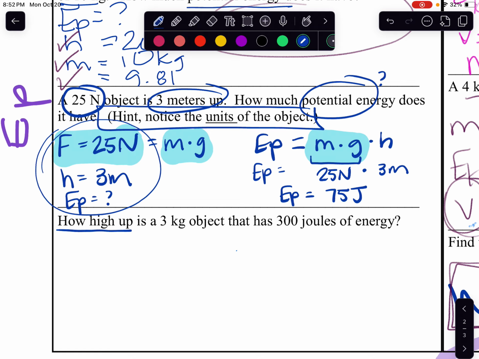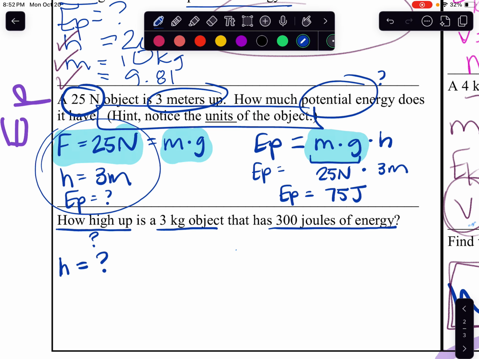The last one, I'm just going to get you started, but I'm not fully going to do it. How high up is a 3 kilogram object that has 300 joules of energy? Okay, first we got to think this. How high up? That's height. So they don't say what's the height, but how high up? Essentially the same thing. 3 kilograms. Hopefully, again, you're becoming familiar. That's mass.